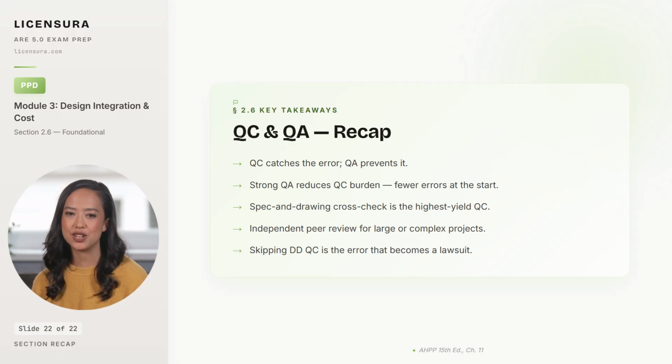The highest yield single QC review on most projects is the spec and drawing cross-check at DD completion, because the most common error class is mismatched product references between the 2 documents. Independent peer review is warranted on large or complex projects, because the project team has gone blind to its own work, and an outside reviewer catches errors the team cannot see. And the consequence of skipping DD QC? The error survives to construction, becomes a change order, and if the error contributes to an occupant injury or building failure, becomes the personal liability lawsuit the architect's insurance carrier defends for years.